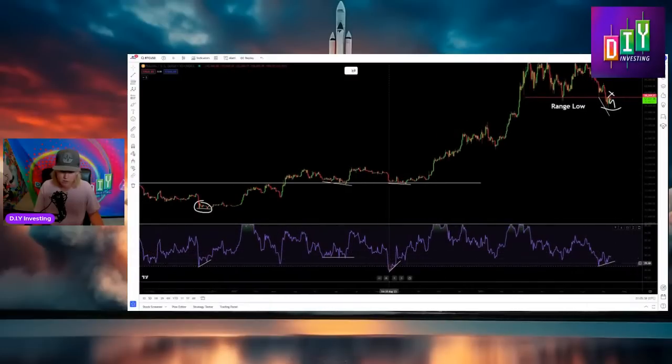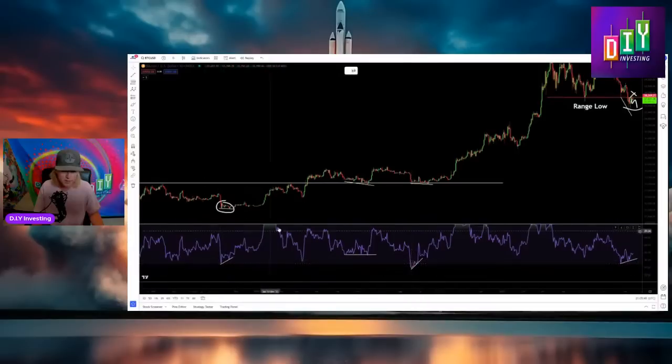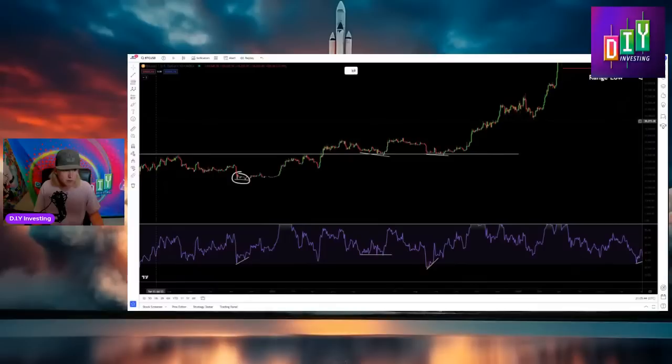And every time we've ever hit this level or gone lower, it's marked a significant reversal point. Right here was an example. That was where we reversed there. The cycle low was here. Right here we retested it again. That was the very bottom of that capitulation.